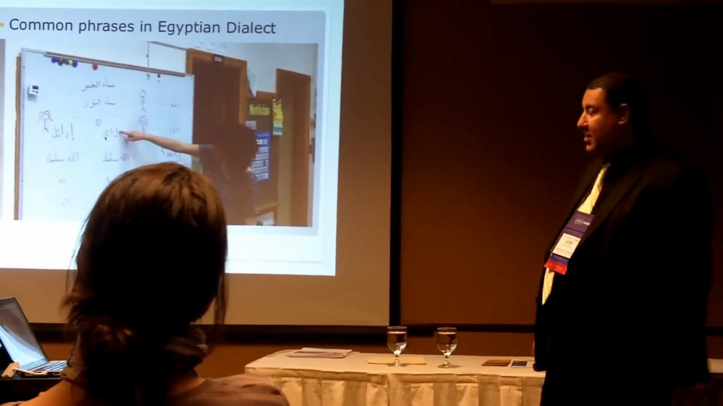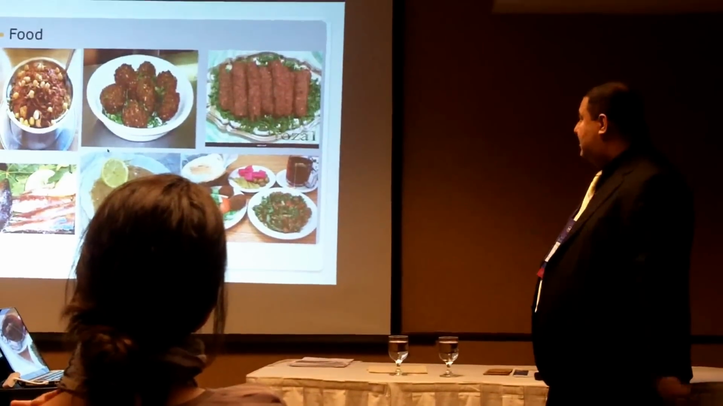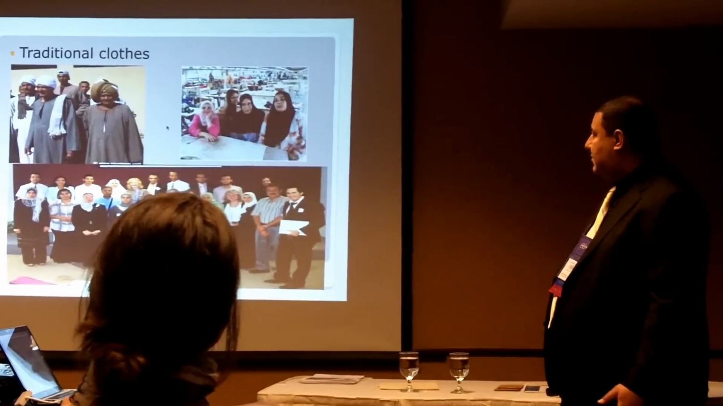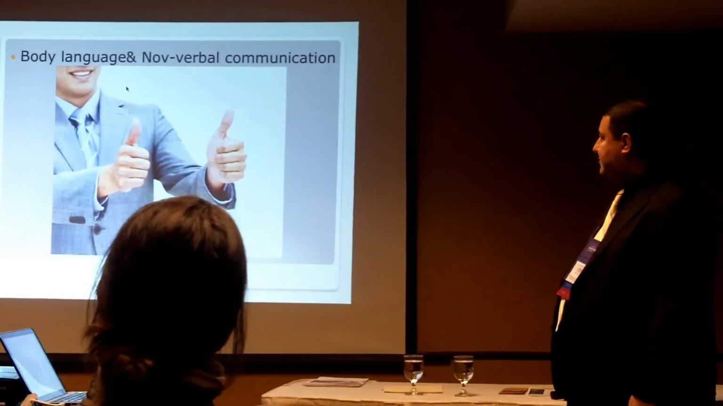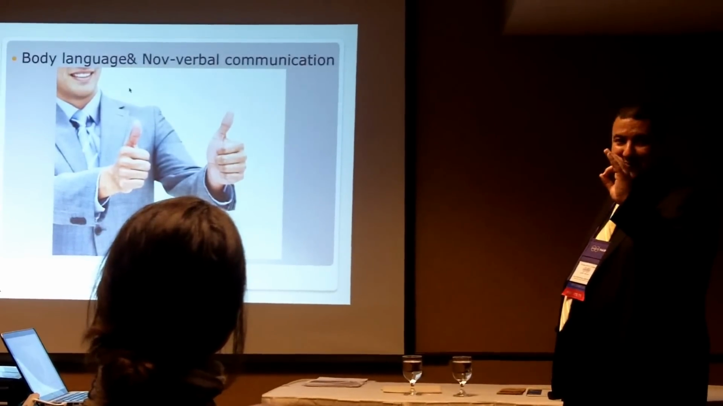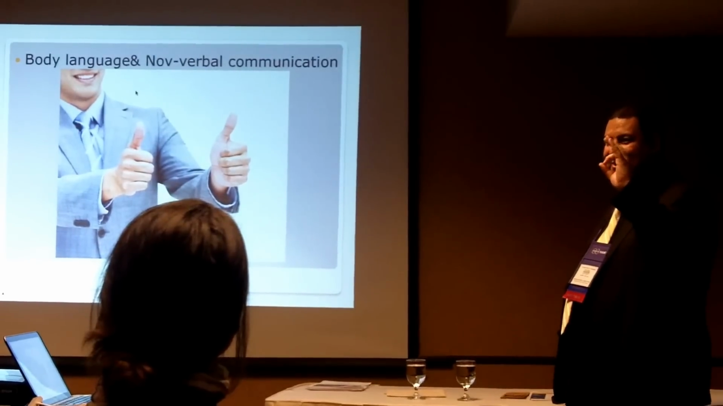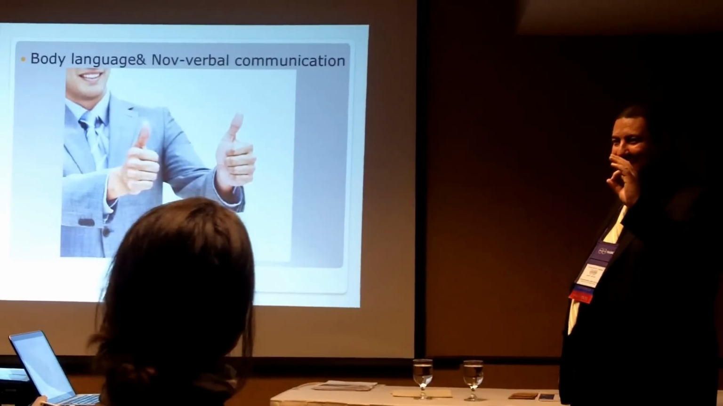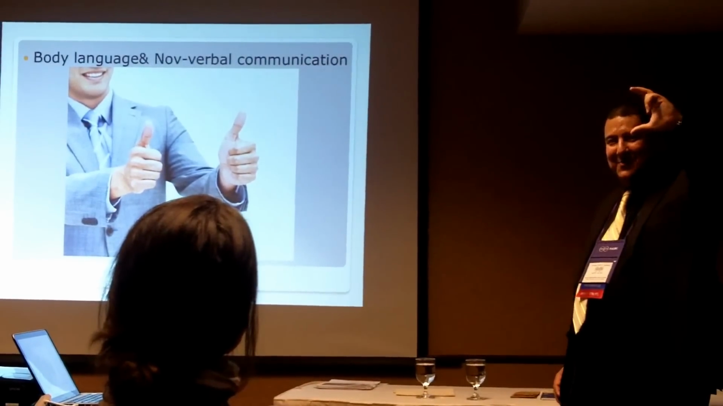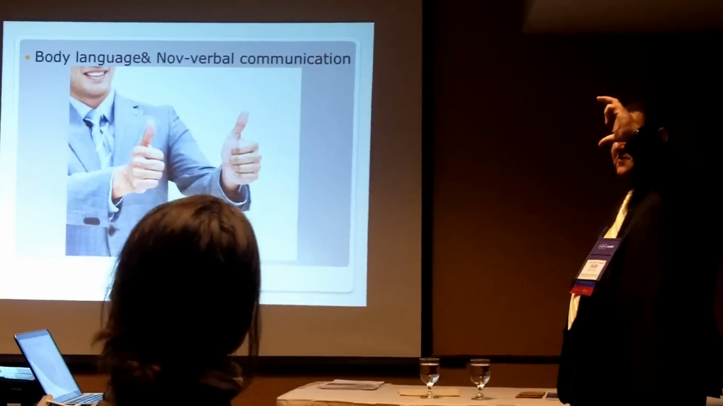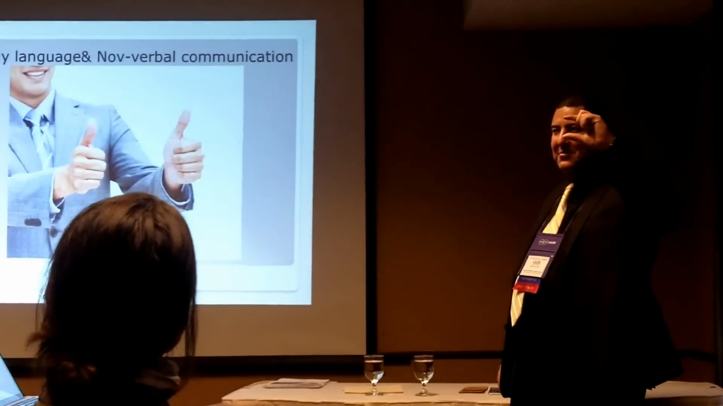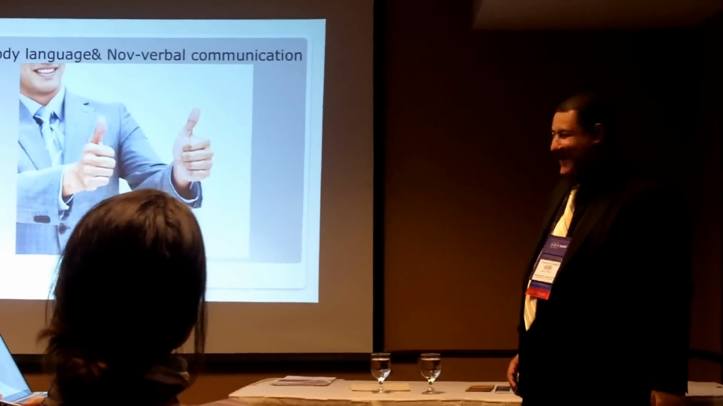So when you go to Egypt, you can see food, classroom atmosphere, traditional clothes, body language. Is it okay? Do you know this sign in Egyptian? It's a threat. For example, if you are in a cafe and point like this, what does this mean? A glass of tea. But if you make it like this, a cup of coffee. So you are a professional Egyptian.